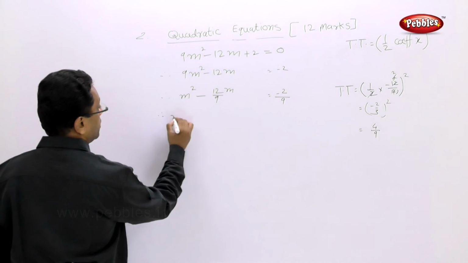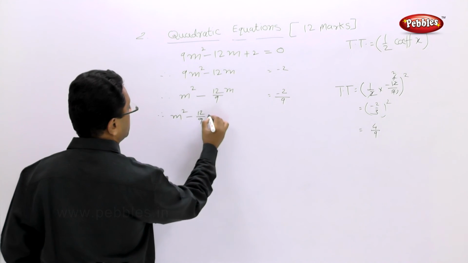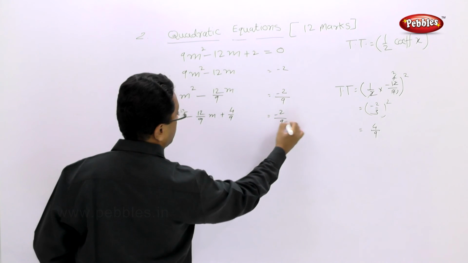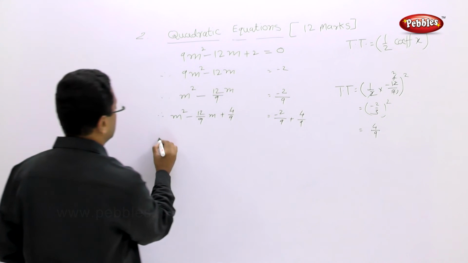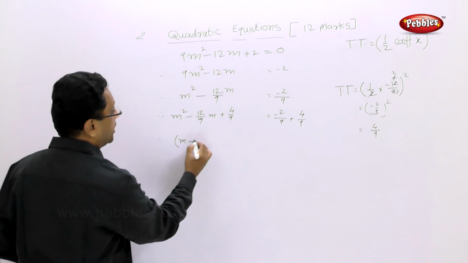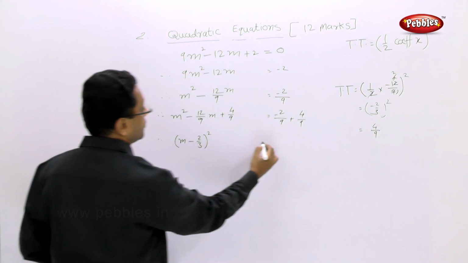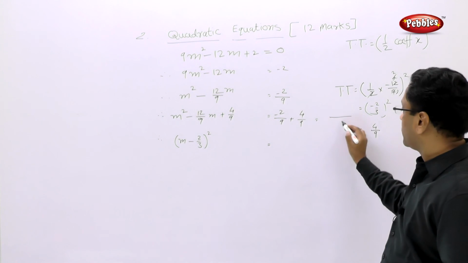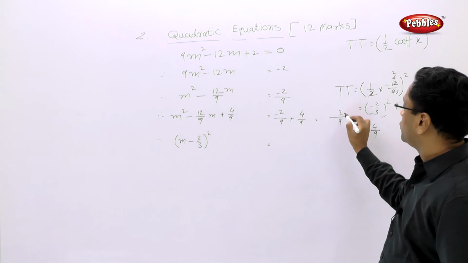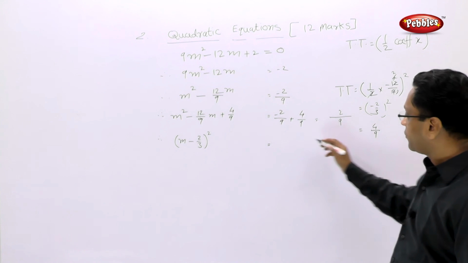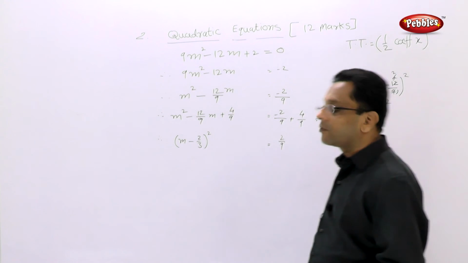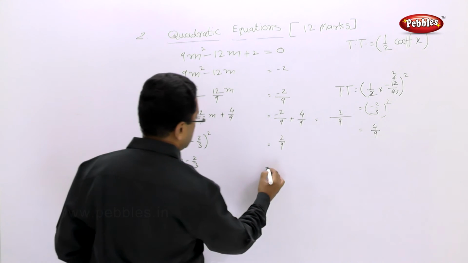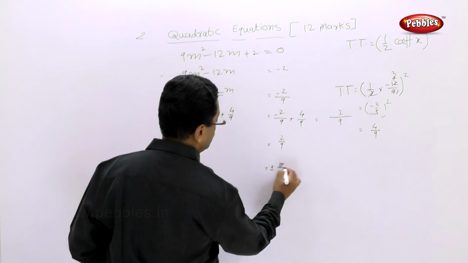Let us do this. m square minus 12 upon 9m plus 4 by 9 is equal to minus 2 upon 9 plus 4 by 9. So this is the complete square of m minus 2 by 3 bracket square equal to, how will you solve this? 9 denominator is common, so I am writing it here. 4 minus 2, 2. It is 2 by 9. And when I take the square root of both the sides, I will get m minus 2 by 3 equal to plus minus root 2 upon 3.